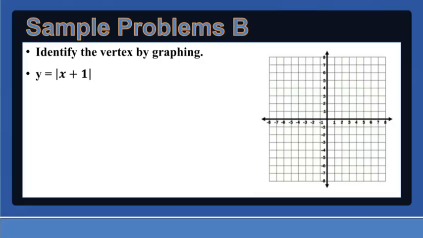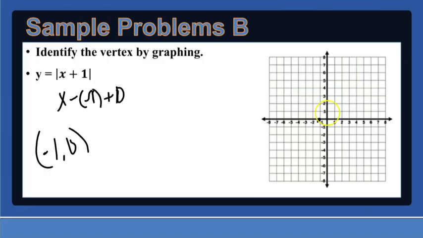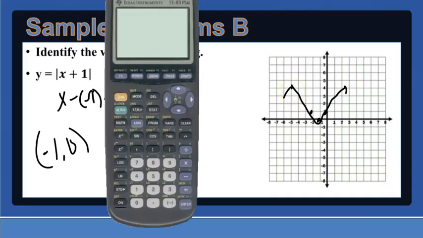Next, identify the vertex here. In order for it to be x plus 1, this is really x minus a negative 1 plus 0. So the vertex is actually negative 1 comma 0. So if I have a point here, if I put 0 in for x, 0 plus 1 is 1. Absolute value of 1 is 1. So I have a point here, and then I can mirror that one. And there's our graph.